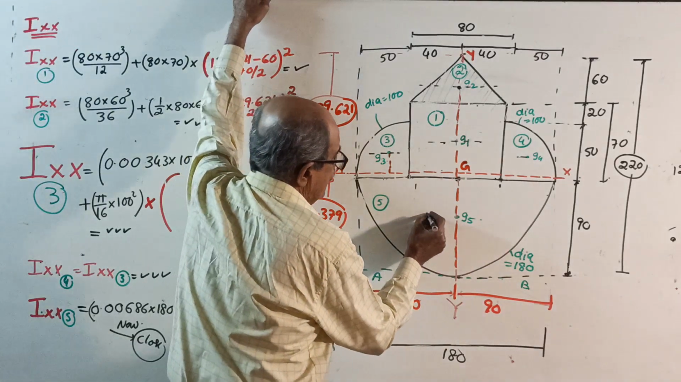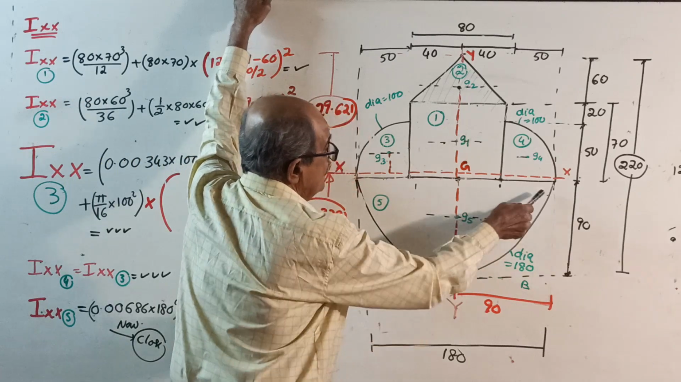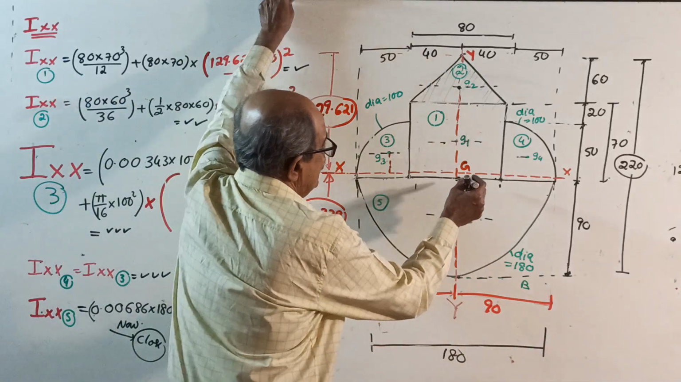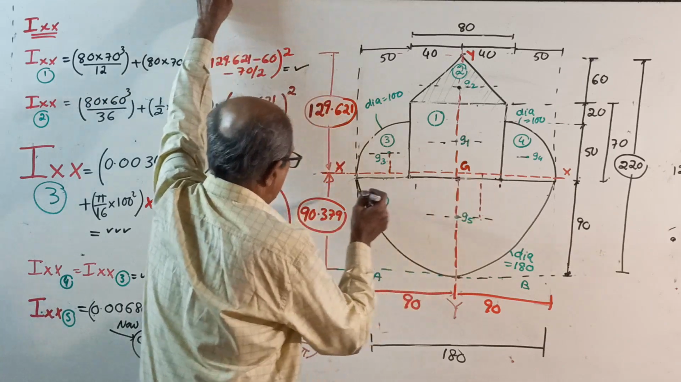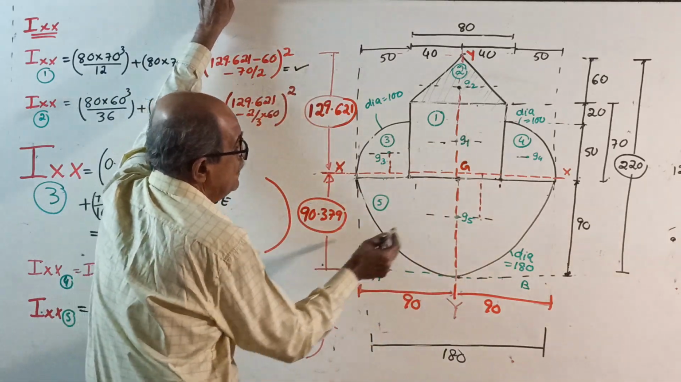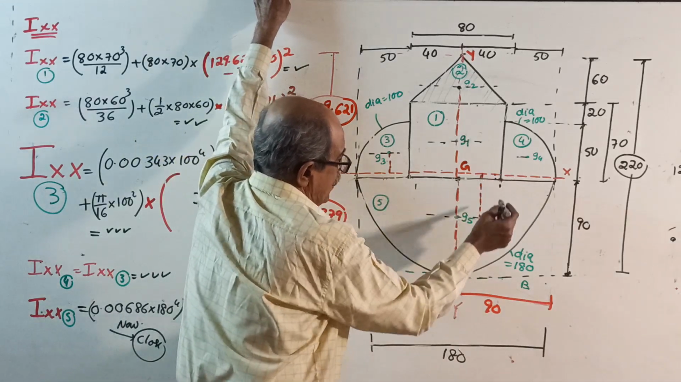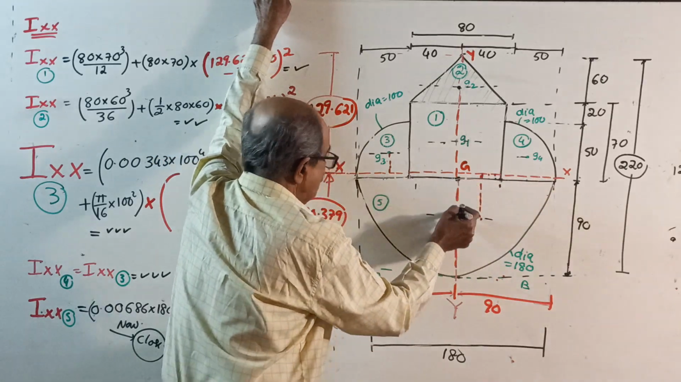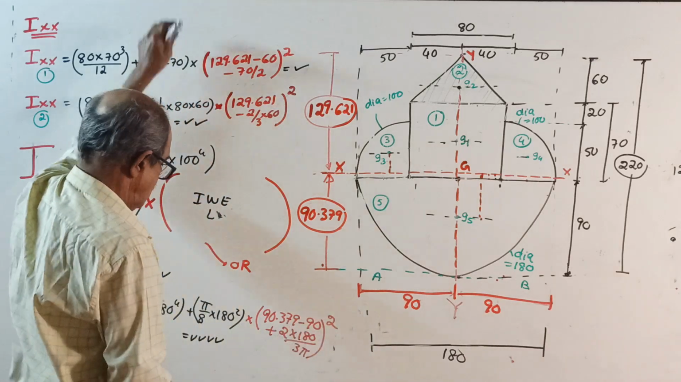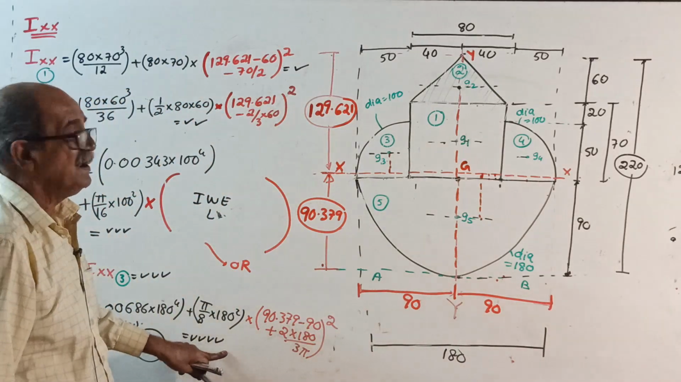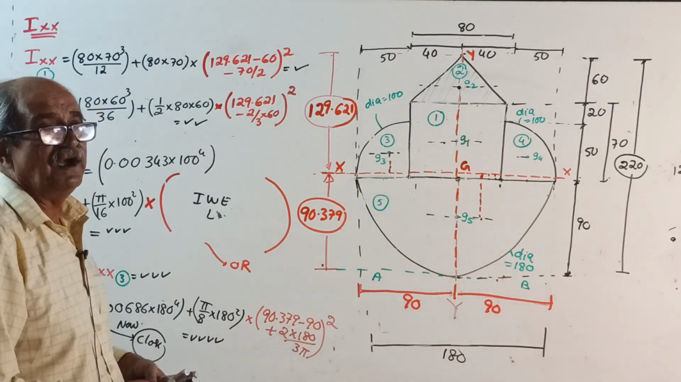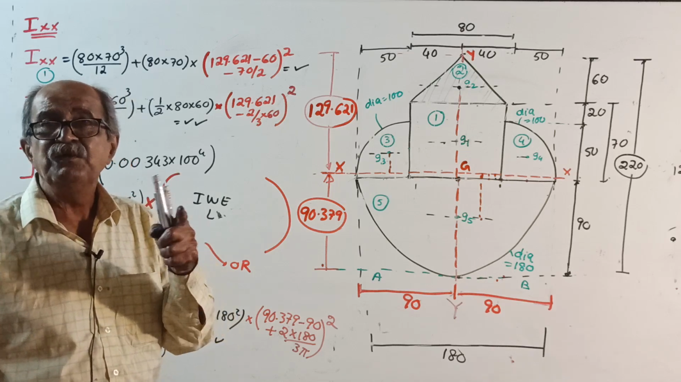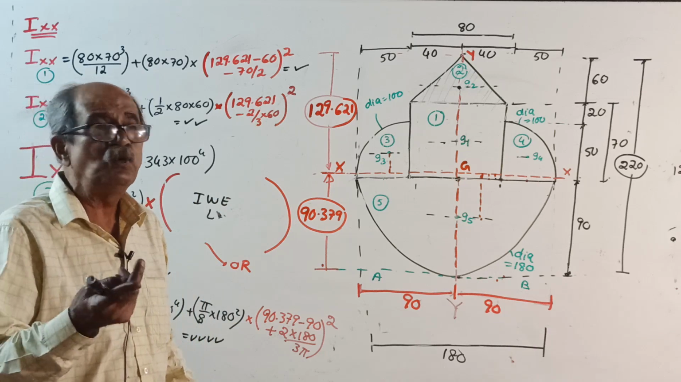IXX for 5. I about its own centroidal axis, 0.00686 diameter power 4 plus area into, see, this distance square is 90.379. This distance square, 90.379 minus 90 will give you this distance, plus 2d by 3 pi, whole square. Let it be 5. Right. Final, now close the question. Final I equal to 1 plus 2 plus 3, and 3 and 4 both are equal. In 3 you can make into 2 plus 5.